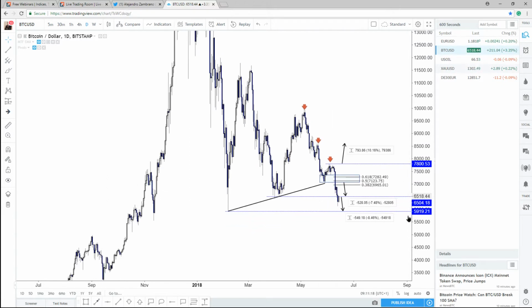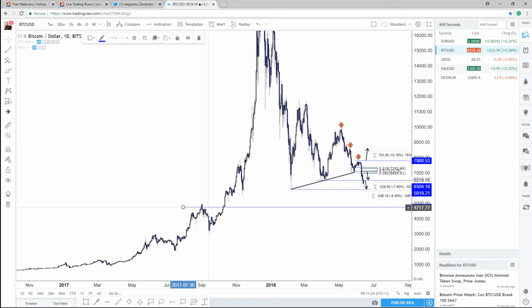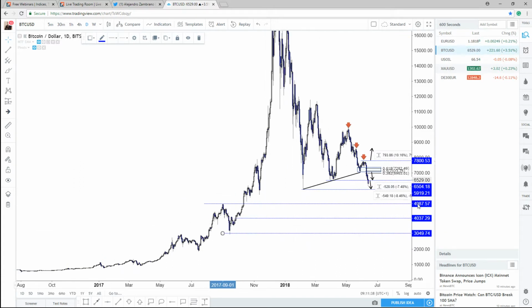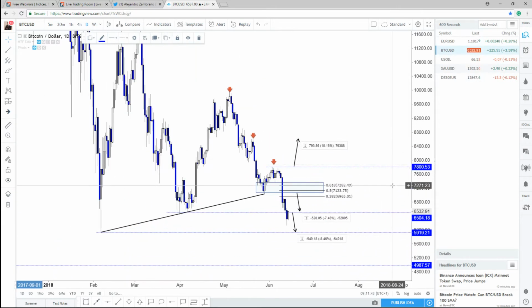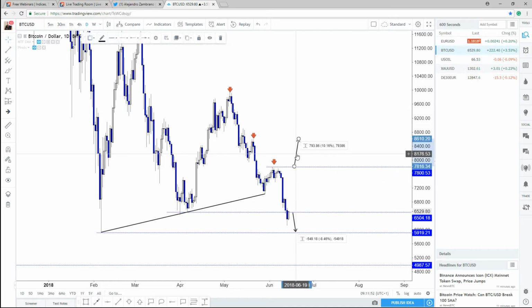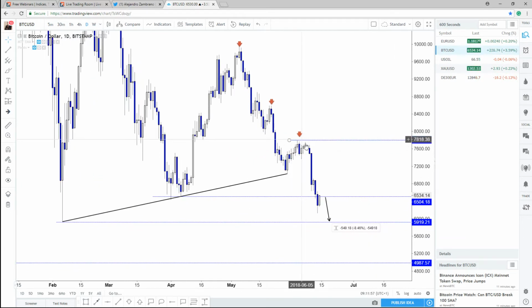Technically, the break of this level just opens up further declines, most likely to the high here, which is the 4,987 level, maybe followed by 4,000, which is a nice psychological level, and then maybe 3,000. Now, the way to trade this is to hold on to that view until proven otherwise, until the trend turns bullish.